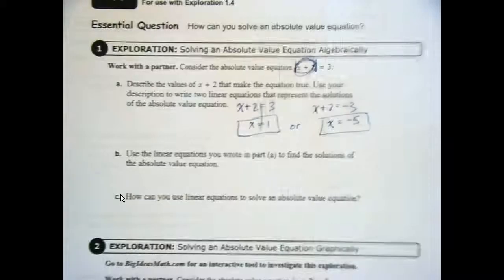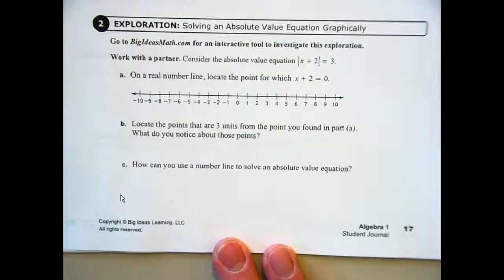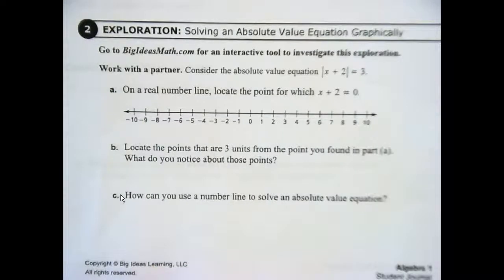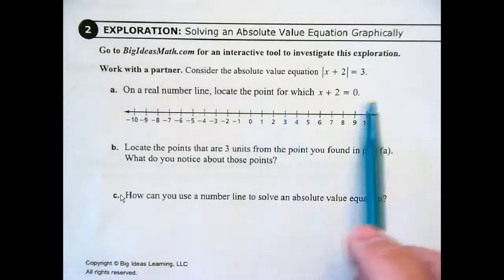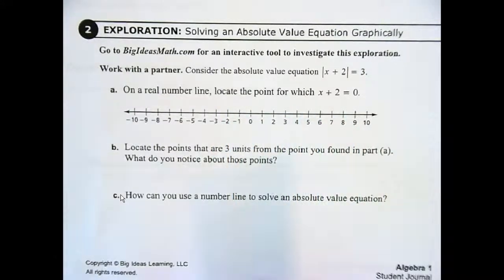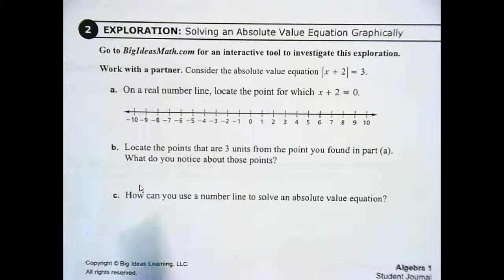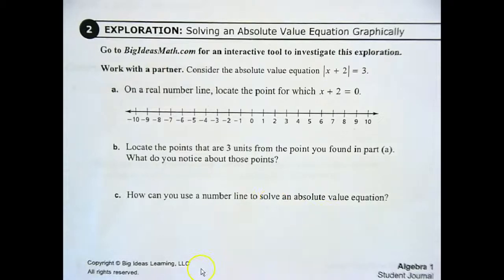Alright, let's look at this a different way. We're going to deal with the same equation, the absolute value of x plus 2 equals 3. On a real number line, I want you to locate the point for which x plus 2 equals 0. In other words, solve this equation and find that on the number line. And then do part B and part C with your groupies, please.